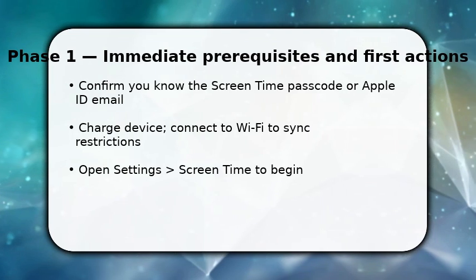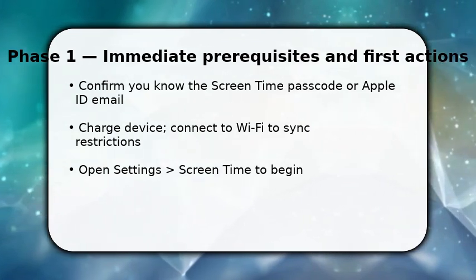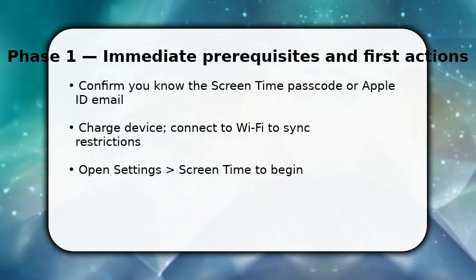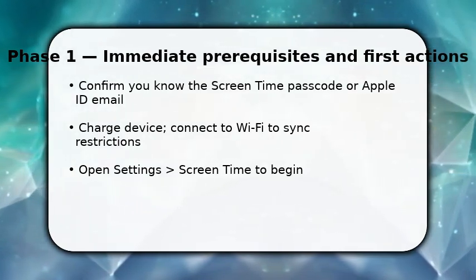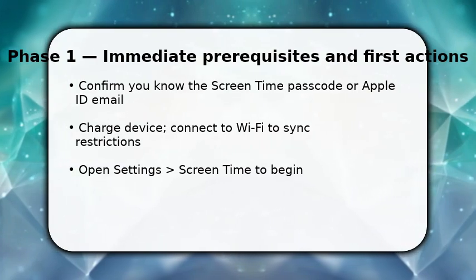Open Settings, then tap Screen Time. You'll see a dashboard showing downtime, app limits, and content and privacy. Tap into the Screen Time menu now. This gets you straight to the controls you'll disable or adjust next.